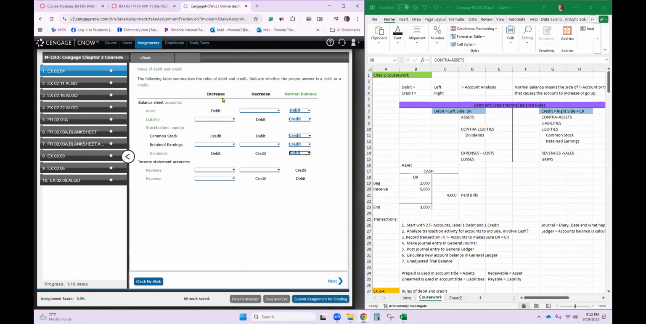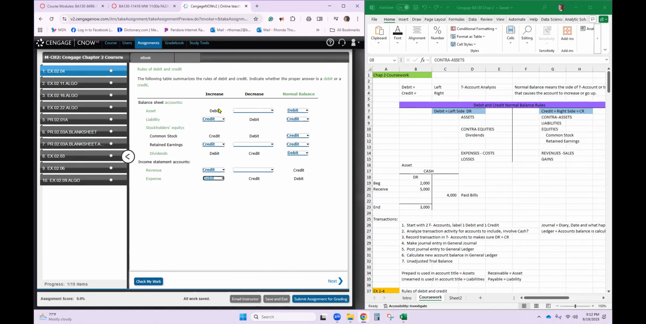Now let's go back through. Now all you got to do is follow what this says for the increase. How do you increase a liability? You credit it. How do you increase an asset? You debit it. How do you increase common stock? With a credit. How about retained earnings? It's with a credit. How about dividends? It's with a debit. How do you increase a revenue? With a credit. How do you increase an expense? With a debit.